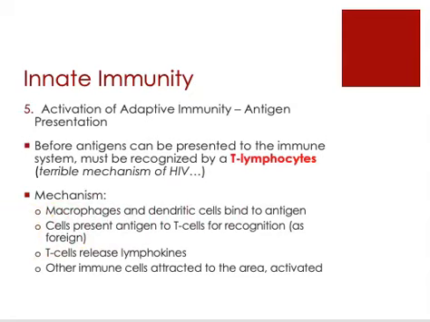Now, I have a note on the slide about the terrible mechanism of human immunodeficiency virus because it involves T lymphocytes. You remember what I just said. The T lymphocyte is a critical part of the process of the activation of adaptive immunity, and it requires T lymphocytes in order to happen. And what the human immunodeficiency virus targets are T lymphocytes. The human immunodeficiency virus, HIV, infects T lymphocytes and destroys them.